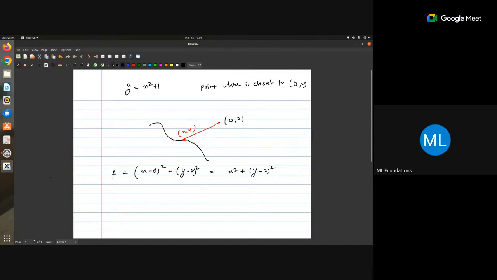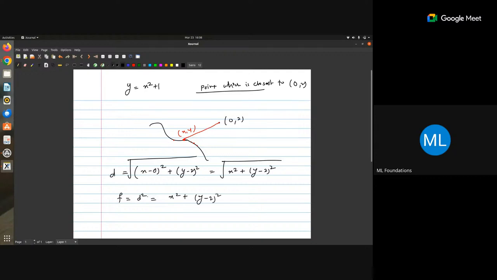But I need to find the point over this curve which is closest. So to find the closest point, you have to find the minimum distance. Removing the square root makes the calculations easier, though it's okay to keep it. I define a function which is the square of this distance, d square, and I'm going to minimize it. Minimizing the square of the distance also gives the correct answer.